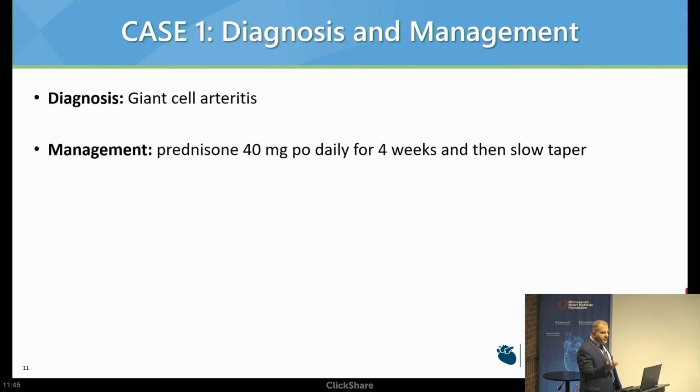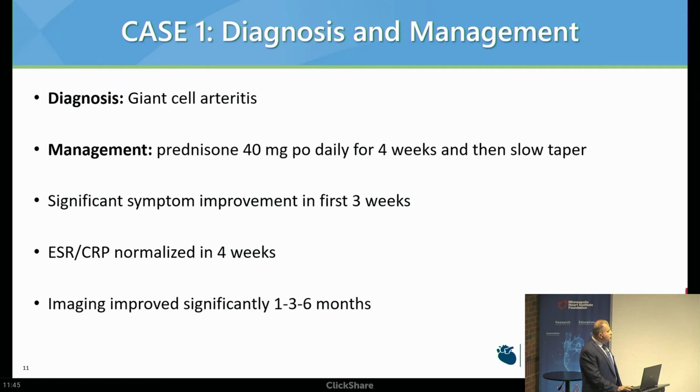So she's a female, above the age of 50. She has chronic shoulder and hip pain. That's polymyalgia rheumatica. And this is how we made the diagnosis of giant cell arteritis. She meets the criteria. The main treatment for GCA is prednisone 40 milligrams for 2 to 4 weeks, and after that we start a slow taper. Her symptoms improved significantly within 3 weeks, and so did her ESR and CRP within 4 weeks.